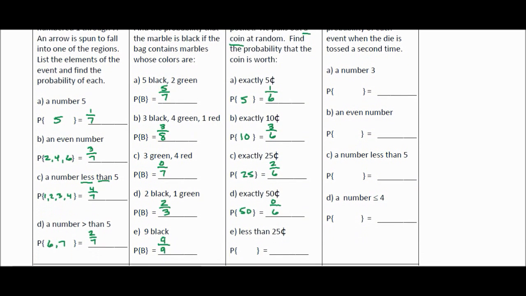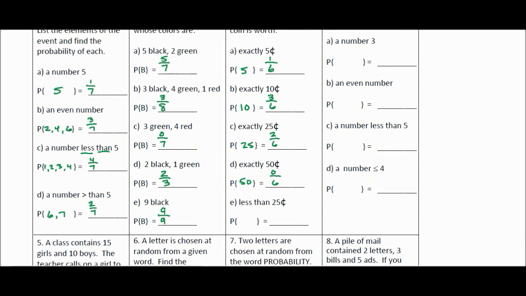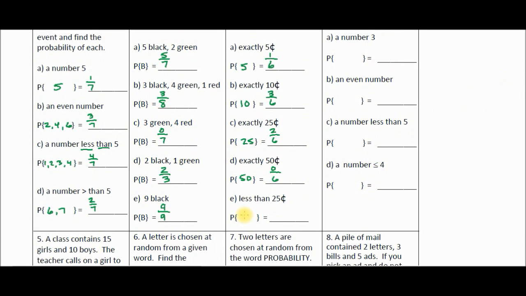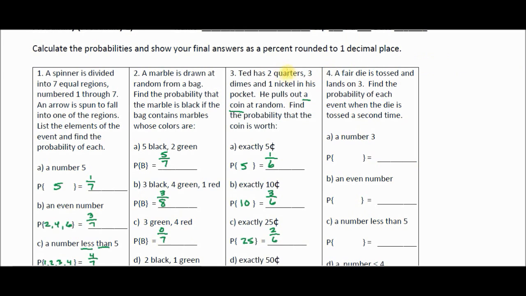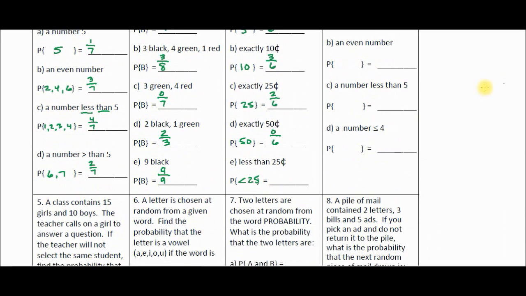How about the probability of less than 25 cents? Alright, so now we're going to write our probability is less than 25 cents. Take a look. Quarters, nope, they're equal to 25 cents. No good. Dimes, we're good with that, so 3 dimes. The nickel is also less than 25 cents, so 3 plus 1 is 4. That means we have 4 possible outcomes that make us happy over a total of 6.